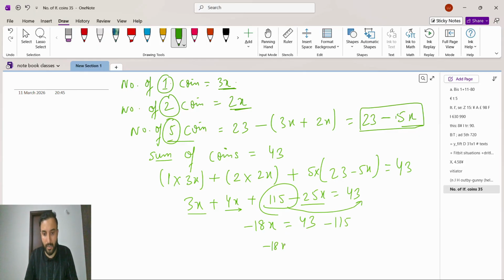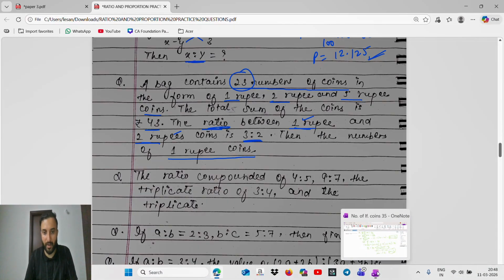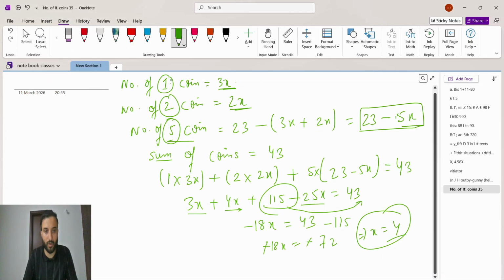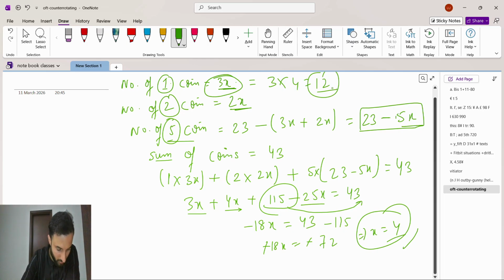So minus 18x equals 43 minus 115, you will get minus 72. Minus minus will get cancelled. So x equals 72 divided by 18, you will get 4. X value is 4. What we have to find? We have to find the number of 1 rupee coins. 1 rupee coins is 3x. So 3 into the x value, 4, so 3 fours are 12. Yes, the correct answer is 12.